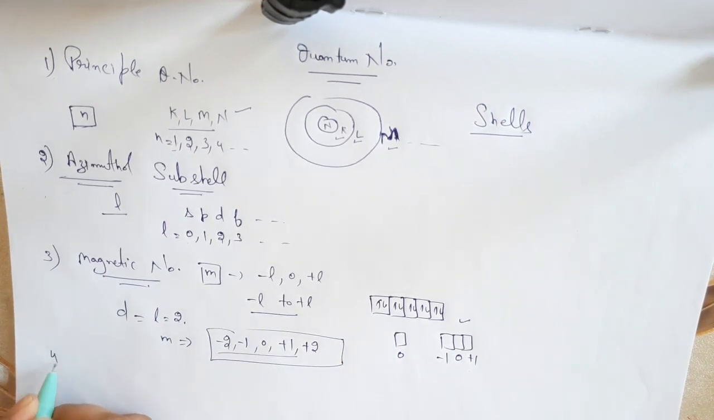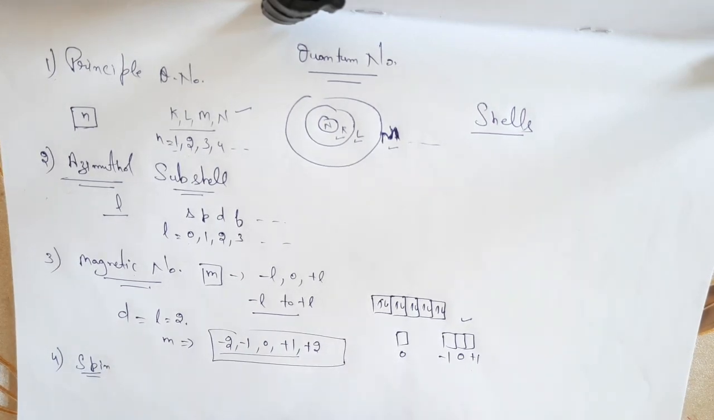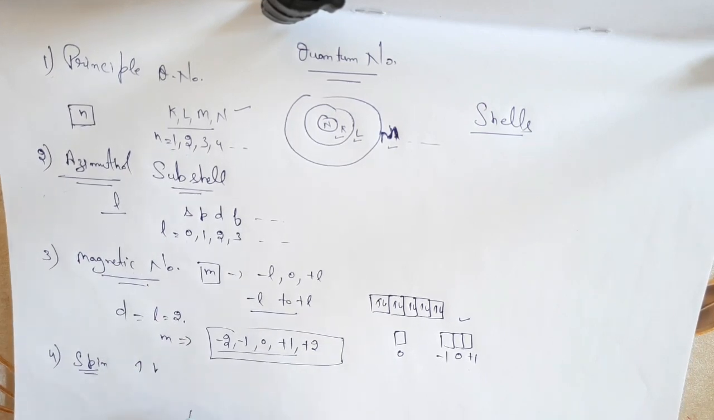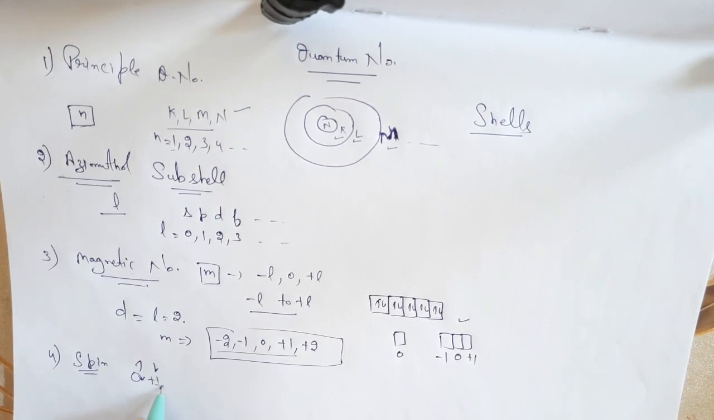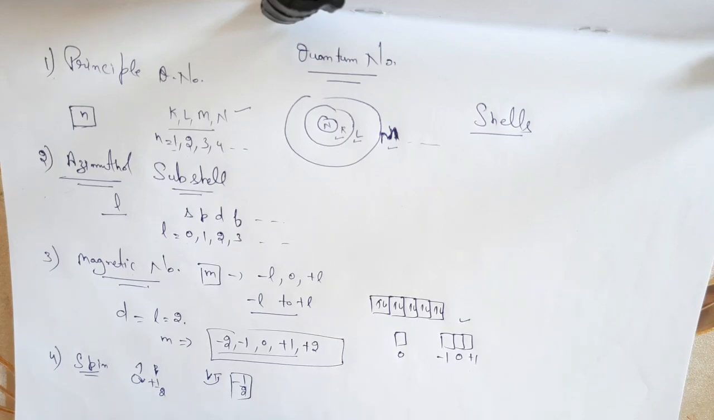Then the last quantum number is the spin quantum number. The spin quantum number represents the orientation of an electron. An electron either spins upward or spins downward. The spin upward represents the clockwise direction of the electron, and its value is positive half, whereas downward represents the anti-clockwise direction and its value is negative half. Thus, the spin quantum number tells us about the orientation of an electron.